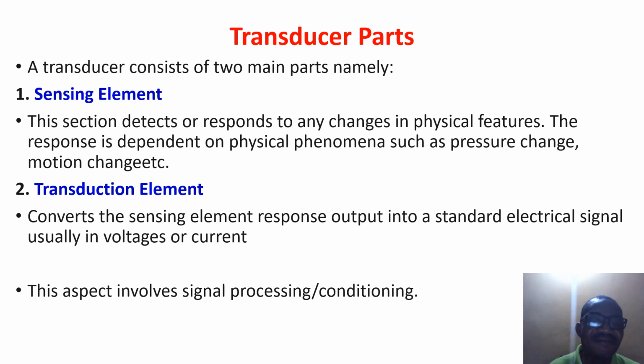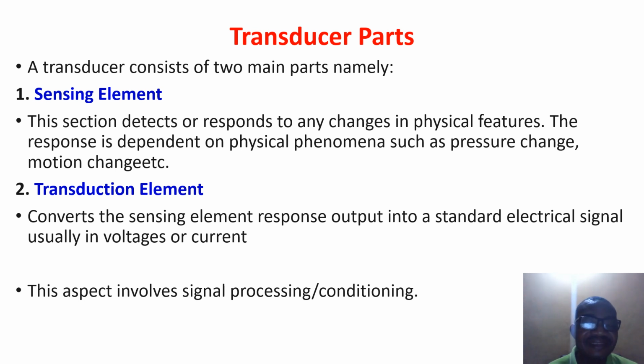So the basic parts of a transducer: the first is the sensing element. The sensing element is the part of the transducer that detects or responds to any changes in the physical features. So that is the sensing element. Usually the response is dependent on the physical phenomena that you are trying to measure, whether it's pressure change or motion change. That is what will determine the kind of response from the transducer.